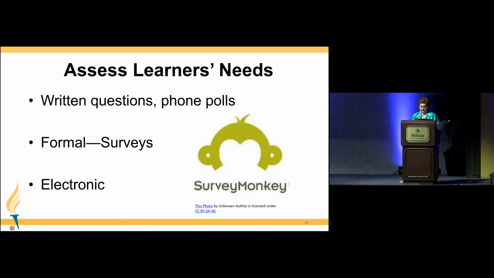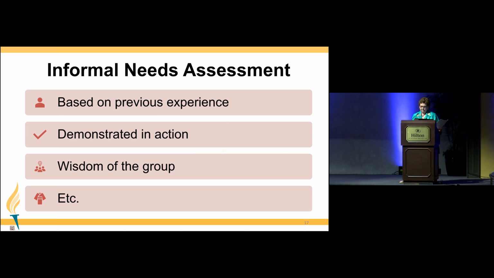Well, as you move through that, we need to assess their learner's needs. You can do that very simply with a simple questionnaire or phone calls. You can do a formal survey. It can be paper and pencil. It can be electronic with SurveyMonkey. We all know that monkey, don't we? There are informal needs assessments simply based on your previous experience as a seasoned Zontian, perhaps. What you've seen them do or not do, what's been demonstrated in action. And just the wisdom of the group, the folks say, hey, we need help. Okay, so on and so forth.